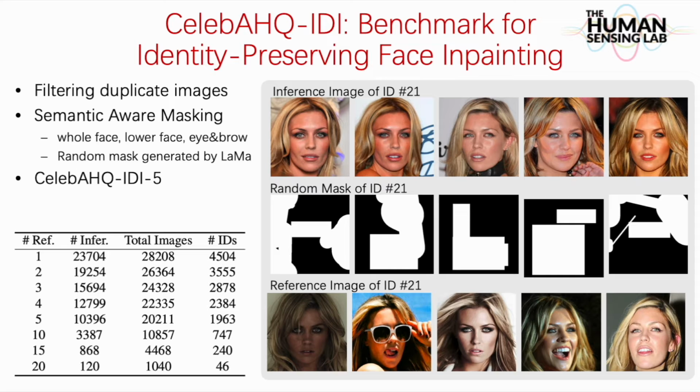We train the PVA module on the proposed CelebAHQ-IDI dataset. It is built on top of the well-known CelebAHQ dataset using its identity annotation. The dataset is organized according to the number of images per identity. The dataset we use in the experiment is CelebAHQ-IDI 5, which means each identity has 5 reference images, and the rest are inference images. We have approximately a 1-to-1 ratio for reference and inference on this set. One exemplar identity of this dataset is shown on the right.